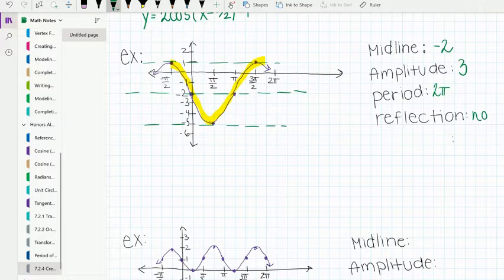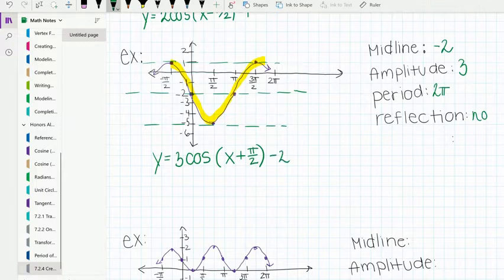So to make this a cosine equation, we would want to account for the amplitude, which would be 3. So it's going to be y equals 3 cosine. Now we can see that it's shifted to the left pi over 2. So we're going to do x plus pi over 2. And then the last thing that you want to do is have that midline, which is -2.